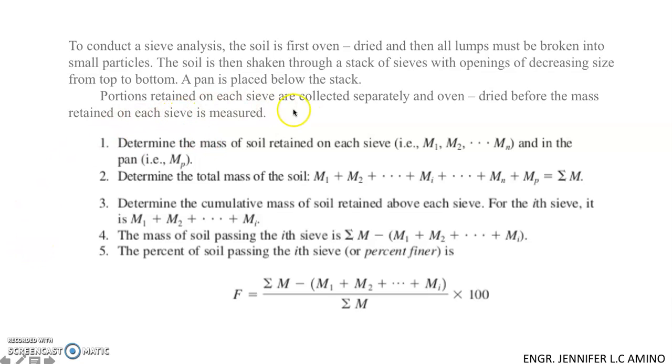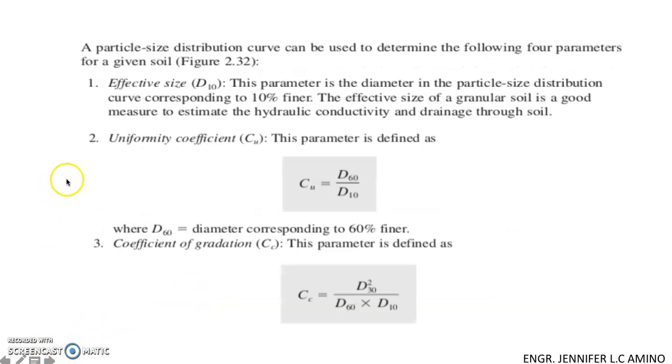So the portions retained on each sieve are collected separately and oven dried before the mass retained on each sieve is measured. So you just have to follow these steps on how to identify our percent finer. So our F represents our percent finer. So what's the use of the particle size distribution curve? It is used to determine the 4 parameters for a given soil. So the 4 parameters that can be obtained through the particle size distribution curve are the effective size D10.